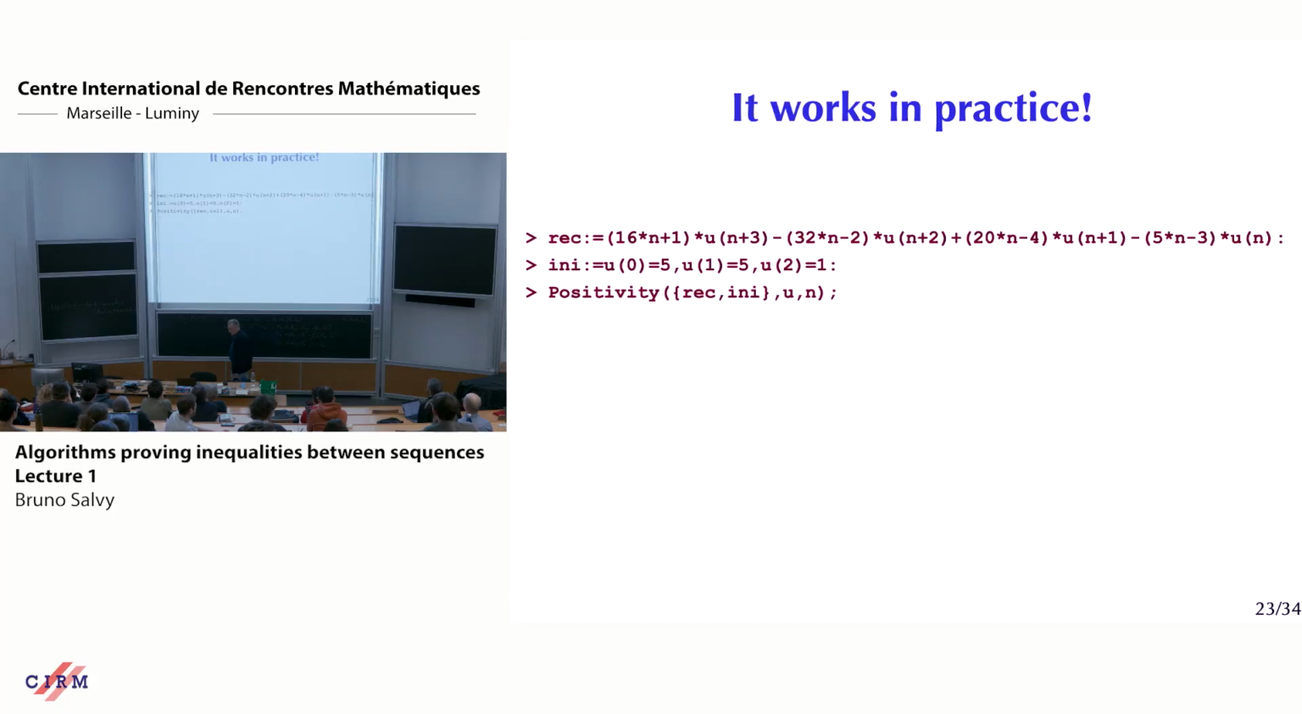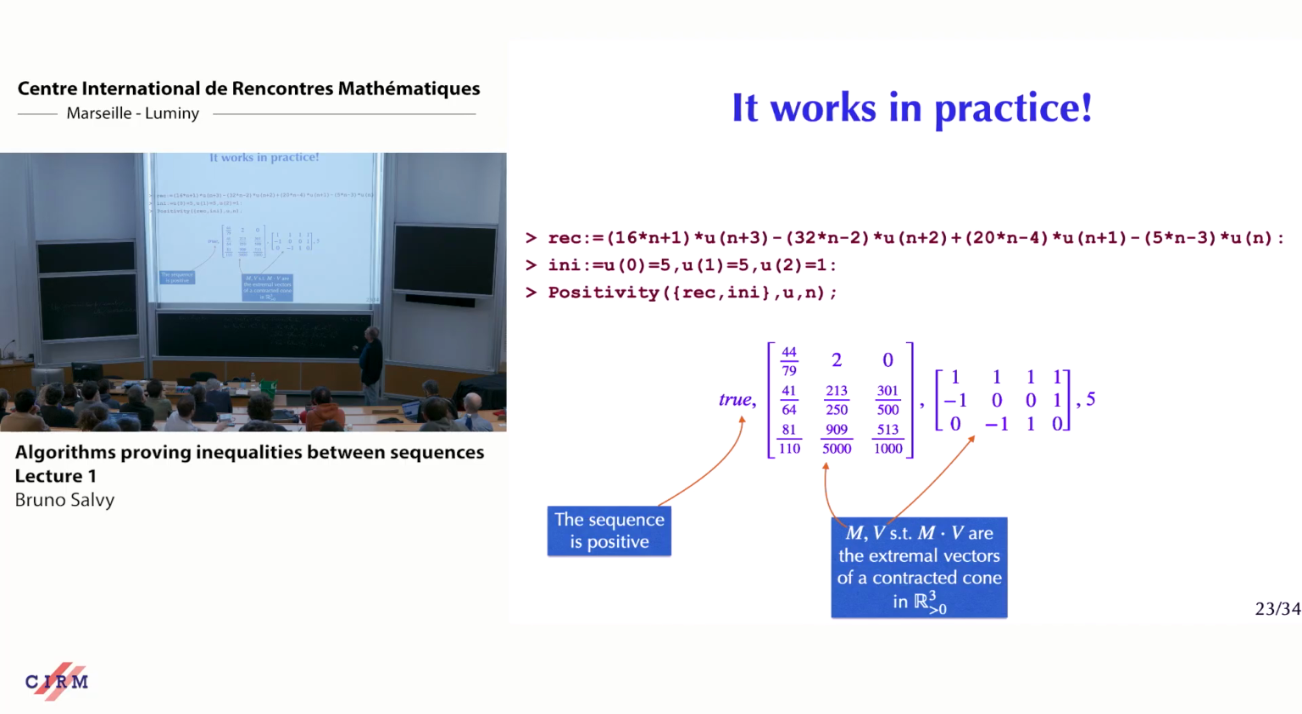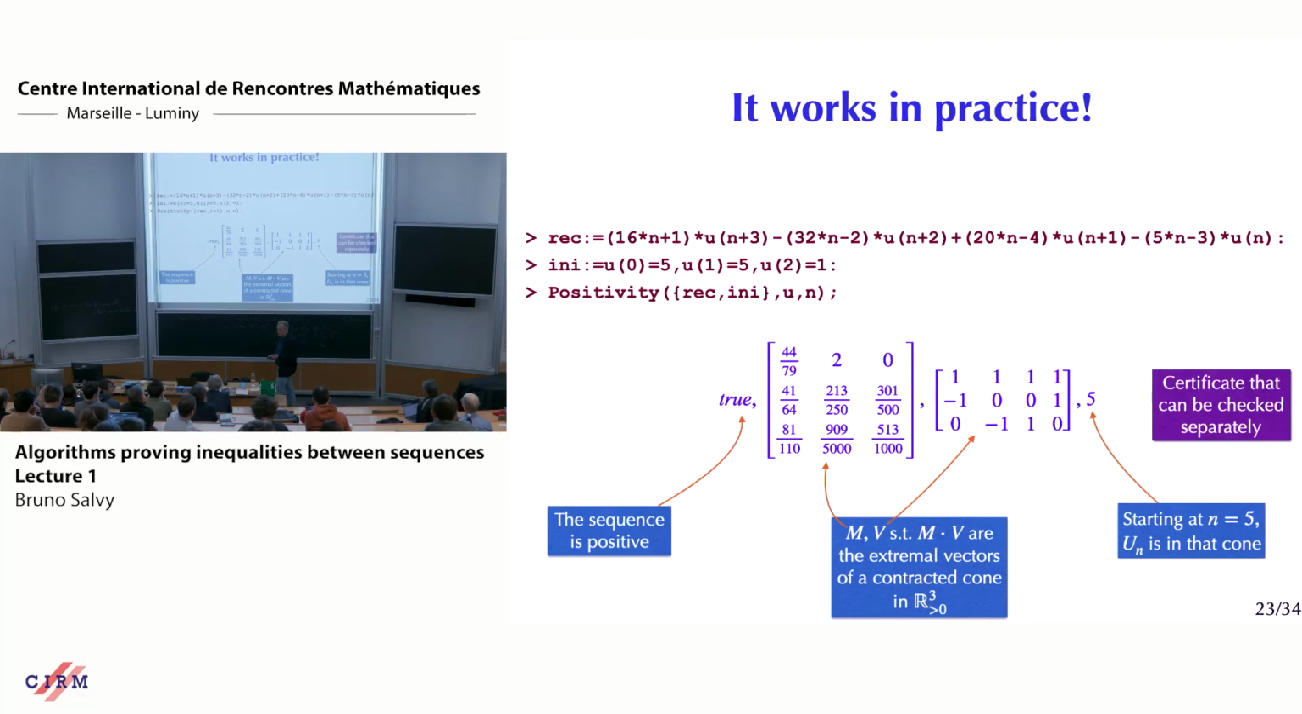And it works. Alaa has written an implementation for this. You give it the recurrence, the initial condition, and you say, oh, positivity. And it tells you yes. Or it tells you more than that. It tells you yes, the sequence is positive. Here is a cone where I give you the extremal vectors of the cone in the form of 2 matrices that could be simplified. That's the current state of the code. And starting at n equals 5, you are in the cone. So you get, that's for you, Khalil, you get a certificate.